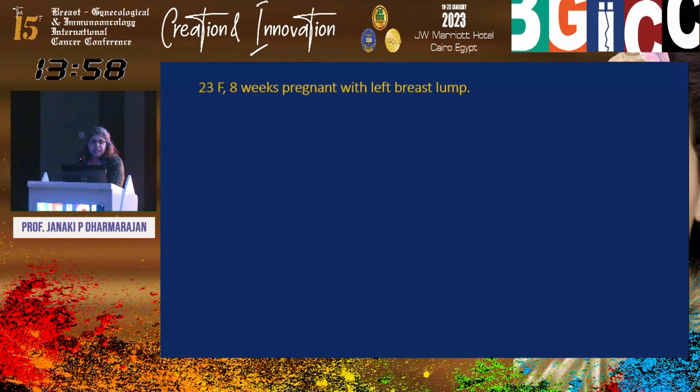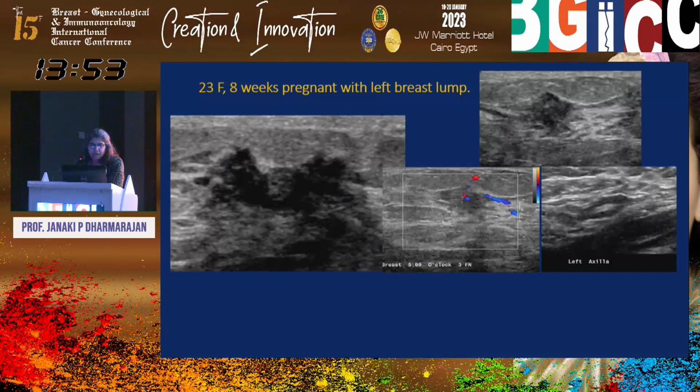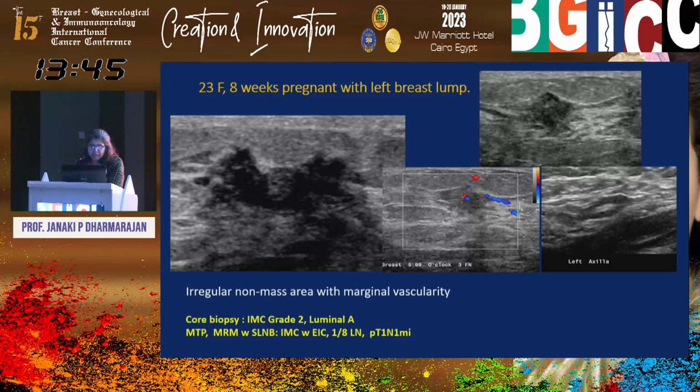This is a 23-year-old lady who was 8 weeks pregnant. She was a medico, and she presented with a left breast lump. Ultrasound showed a suspicious mass. The lymph node was apparently looking normal. It was an irregular non-mass area with marginal vascularity. Core biopsy confirmed invasive mammary carcinoma, luminal A. Since this lady was quite aware, she opted for an MTP with mastectomy. We actually offered breast reconstruction, but she said no, I just want it out. And she had micrometastasis at diagnosis.